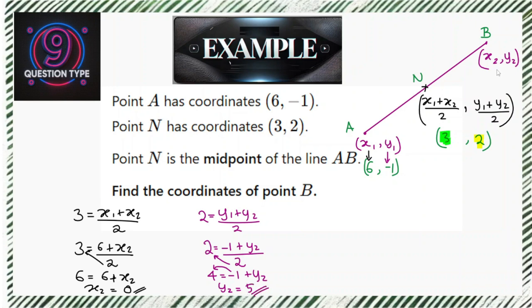So I've got x2 and y2 now. So the coordinates of point B, the answer, is 0, 5.